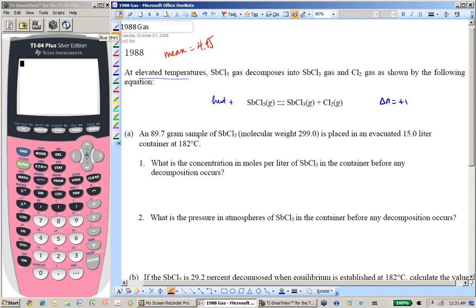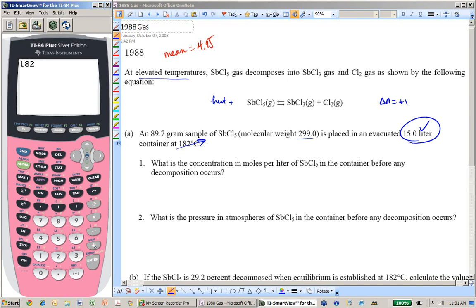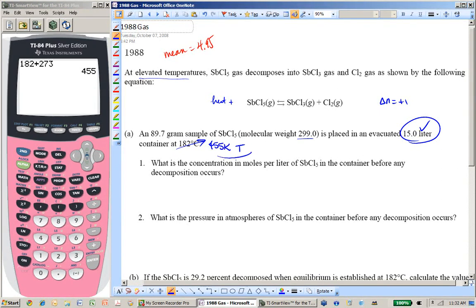Think. So, an 89.7 gram sample of this SbCl5, antimony pentachloride gas, molecular weight, very kind of them to give me that, 299.0 grams per mole, is placed in an evacuated 15-liter container. You just gave me V. At 182 Celsius, I'm not going to be tricked by that. 182 plus 273 is 455 K. That's a T.